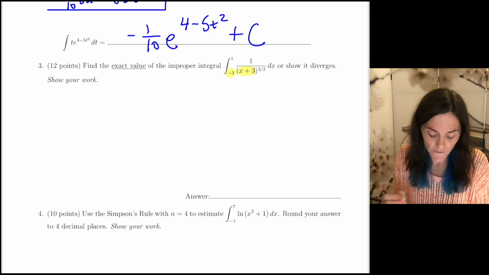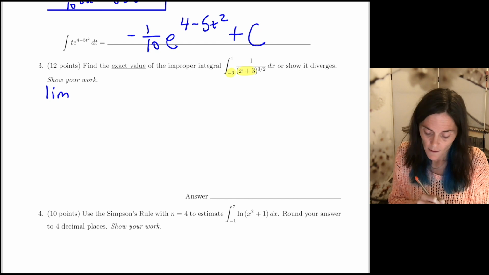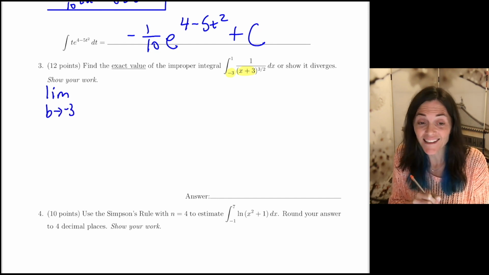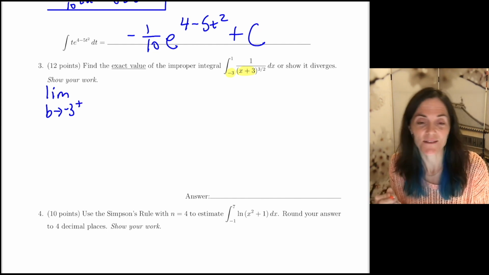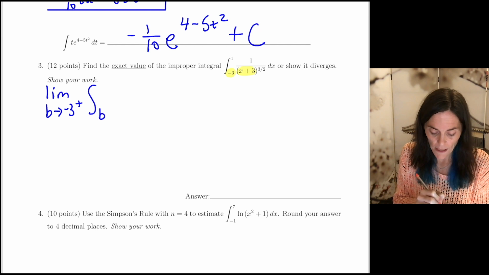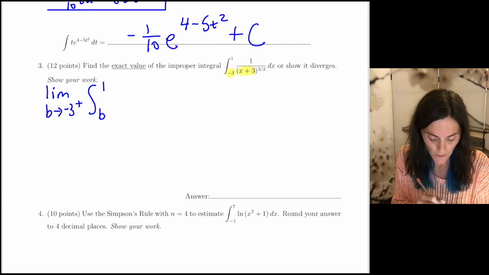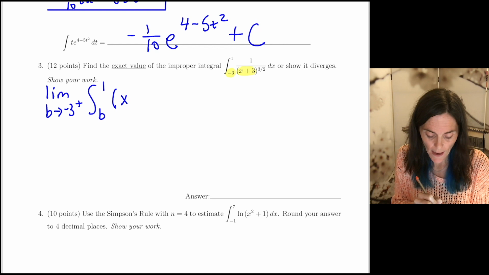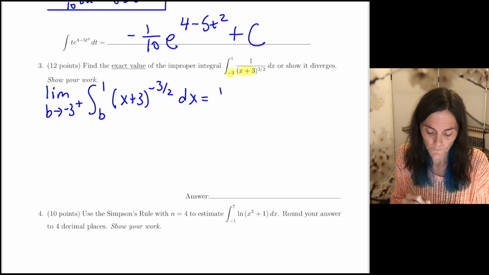So we start with the definition. This part is important. We want a limit. Let's say as b goes to -3, technically it's a one-sided limit. Like I have said, we're coming from bigger numbers. And then we have an integral from b to 1. And I can go ahead and write this as a power. It's a -3/2 power. I have a limit as b goes to -3.